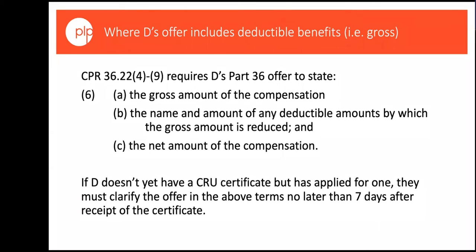If the defendant doesn't yet have a CRU certificate, but they've applied for one, they've got to clarify the offer in the terms set out in 36.22(6), no later than 7 days after the receipt of the certificate. And so it isn't good enough for the defendant to apply for that certificate, make an ambiguous offer, sit on it when that certificate comes in and not clarify it. The rules require that that clarification has to be provided to the claimant.